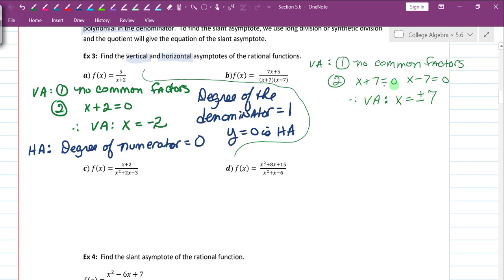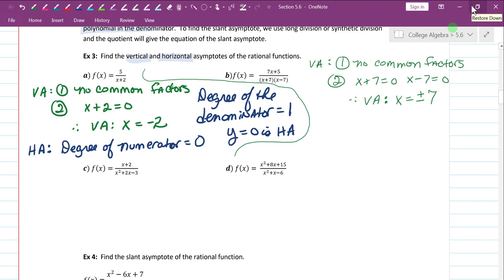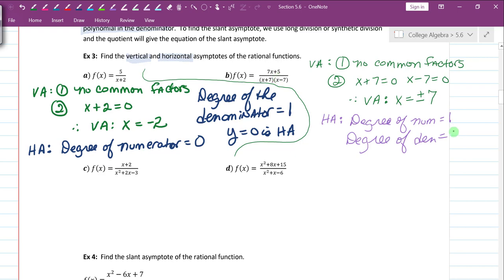Coming into our horizontal asymptotes, we need to know the degree of the numerator, and that is equal to 1. We need to know the degree of the denominator, and that is equal to 2, because x times x is going to give me an x squared, so that is going to be 2. So the degree is 1 in the numerator, degree of the denominator is 2.